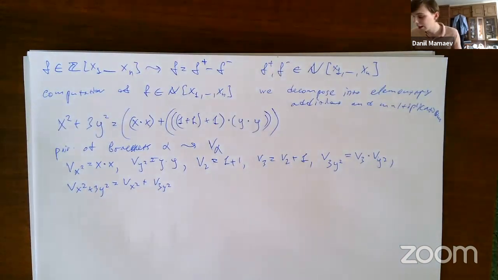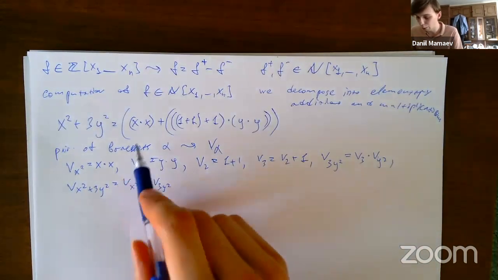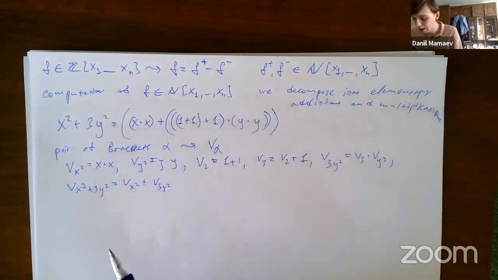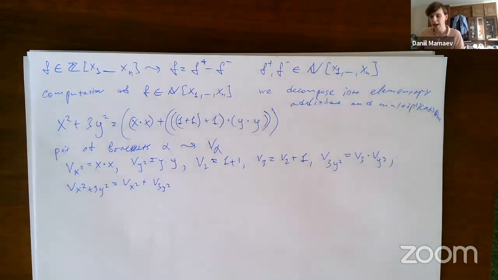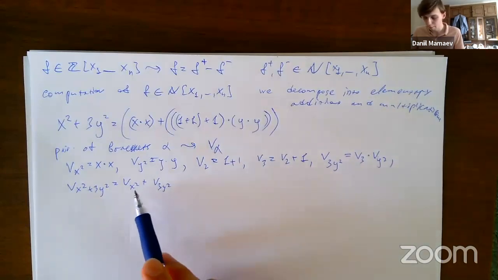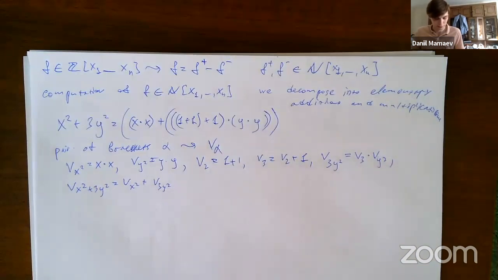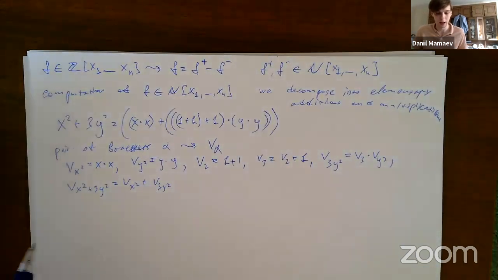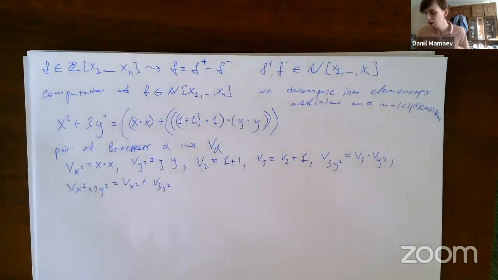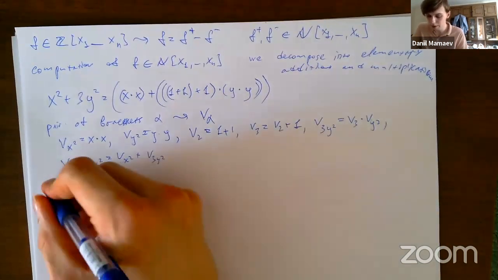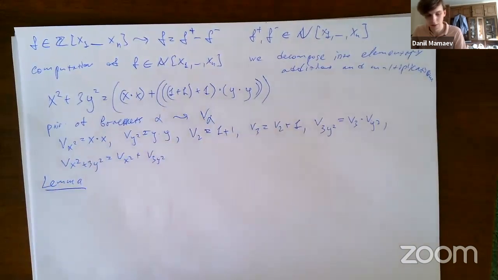So first we have some variables x and y, and then for any elementary addition and multiplication, we introduce a new variable, and we just wrote some polynomial equations of a very simple form, such that the last variable we introduced is actually the value of the polynomial. This thing we will call a computation of a polynomial, and let me formalize it into a lemma.